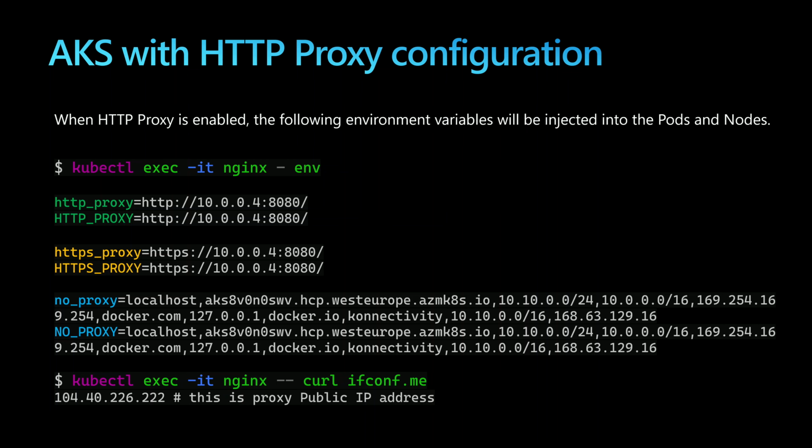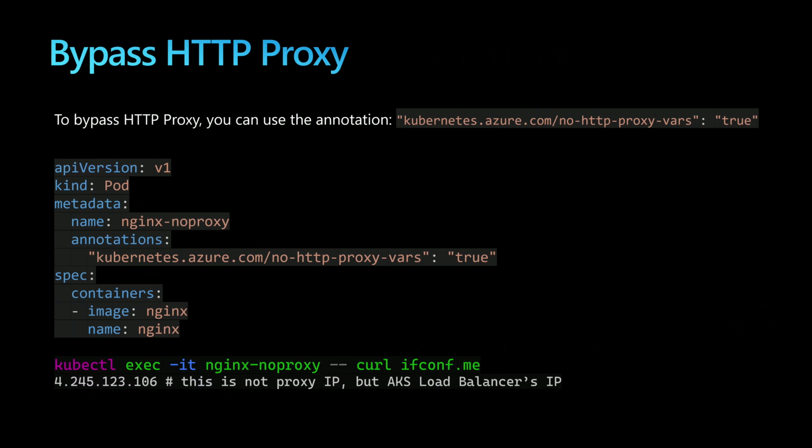So by default, all the traffic will go through the public IP address of that proxy, but you can create an exception if you have some pods or deployments that should not go through the proxy. Then you can use the annotation kubernetes.azure.com/no-http-proxy-vars equal true, and with that you can see that the pod will connect to the internet through a public IP address of the AKS load balancer.